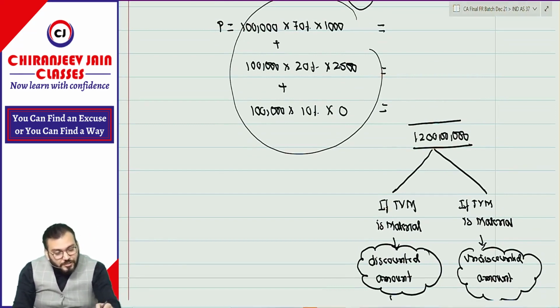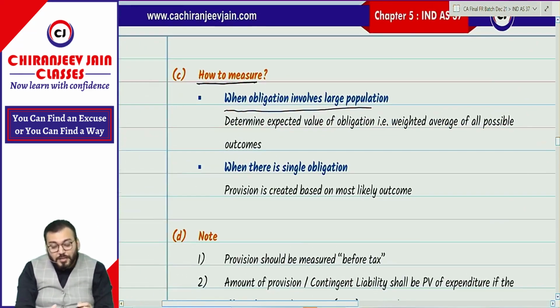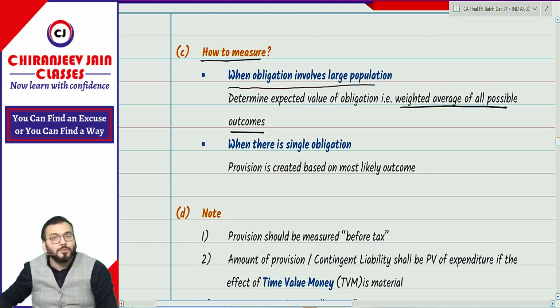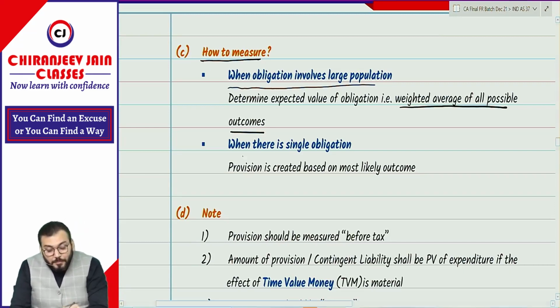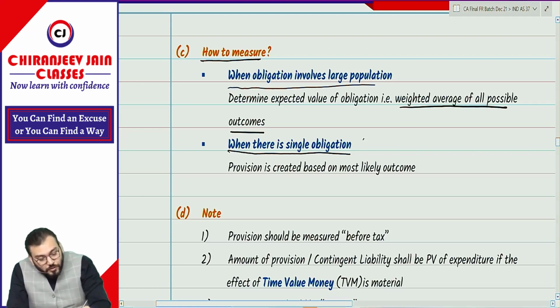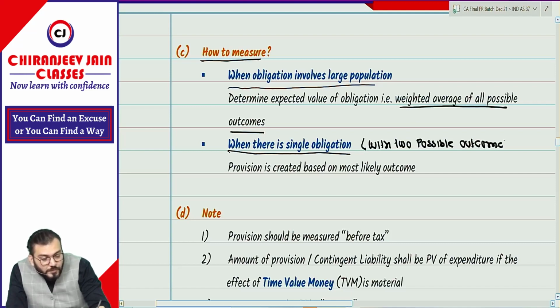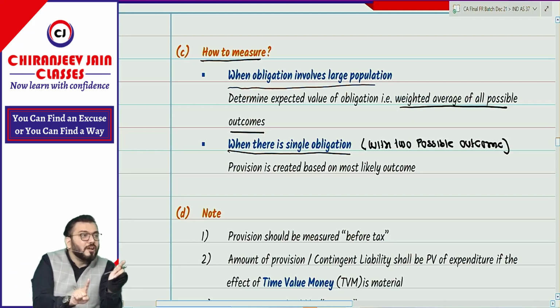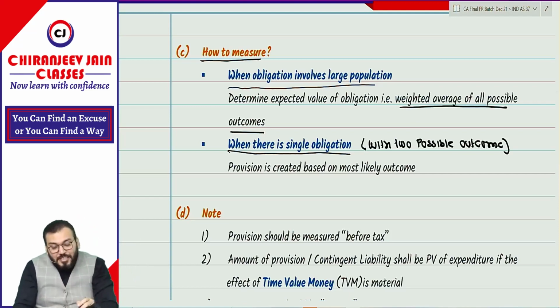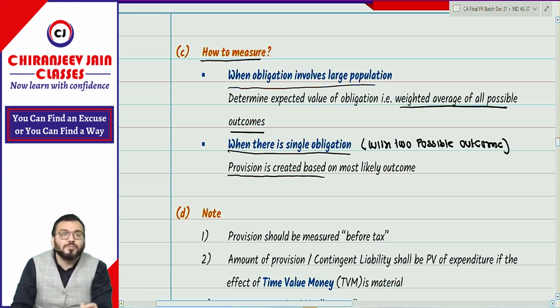Yes, sir. Let's see what Ind AS 37 says. When an obligation involves a large population, determine the expected value of the obligation, that is, the weighted average of all possible outcomes. Correct. But when there is a single obligation with two possible outcomes, understood? Single obligation with two possible outcomes means there are two possible outcomes, not more than two. Are you getting what I am saying? Not understood? Then what they are saying: the provision is created based on the most likely outcome.